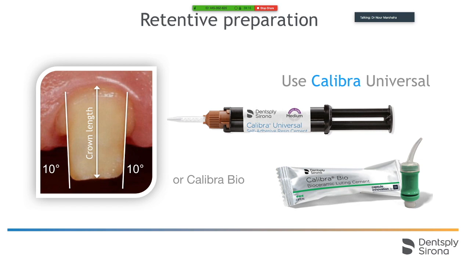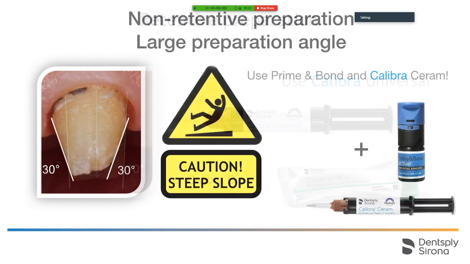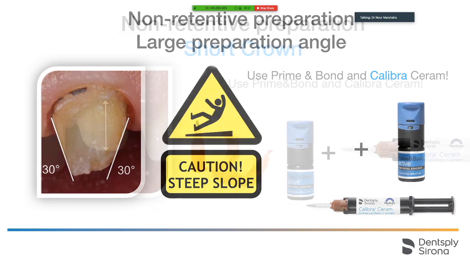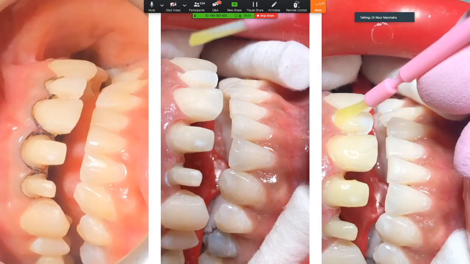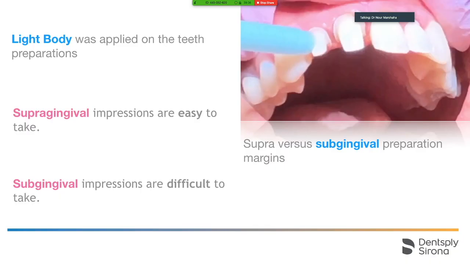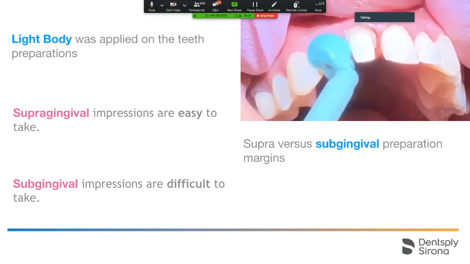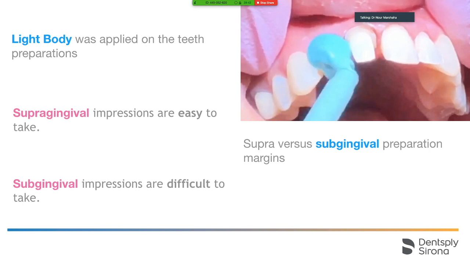Okay, this is the ideal preparation for retentive preparation. If it's not retentive preparation, we can also use resin cement for cementation of the short or not efficient crown. Light putty was applied on the tooth preparation. I told you that supragingival impressions are easy to take. Subgingival impressions are difficult to take.